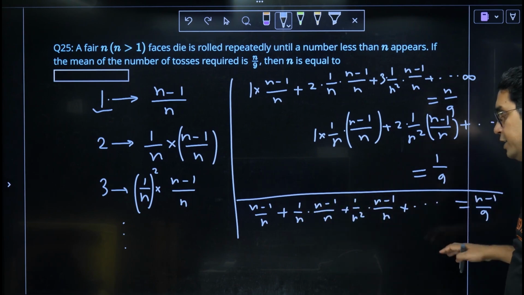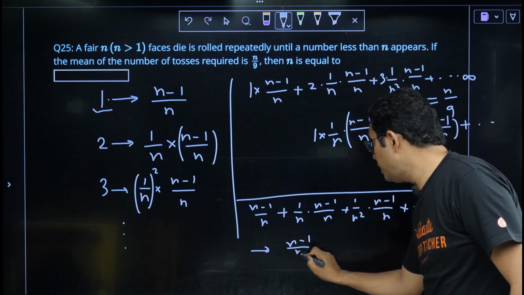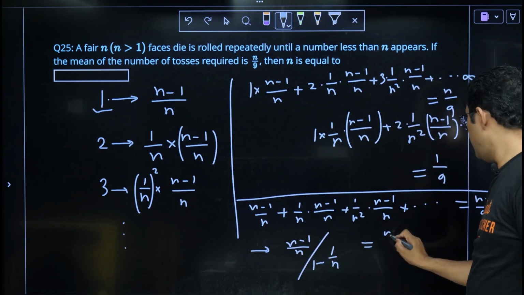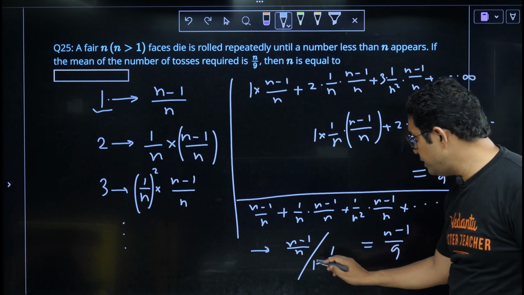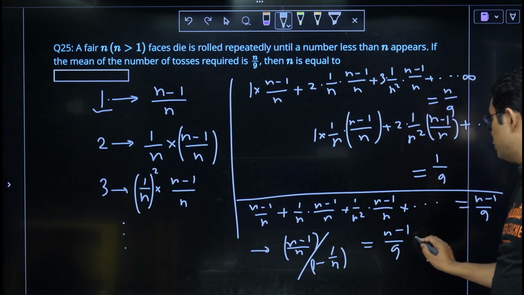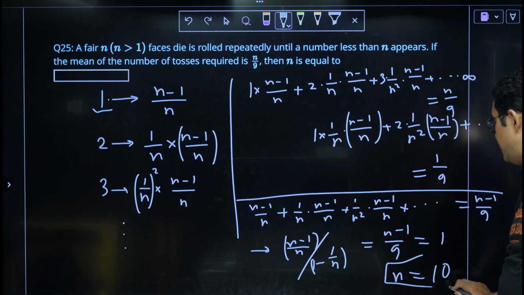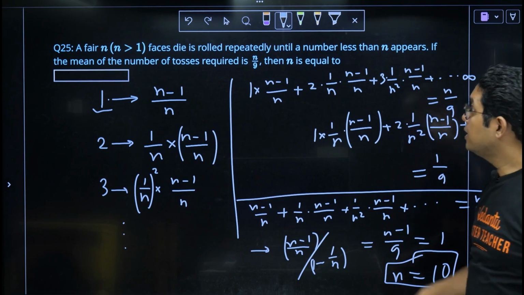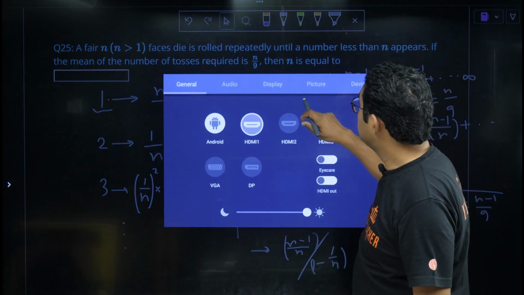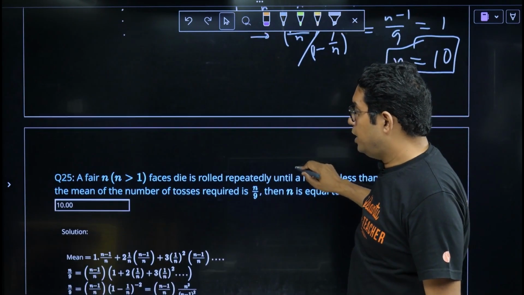Now this is an infinite GP, whose sum would be n minus 1 upon n divided by 1 minus 1 upon n, and that is equal to n minus 1 upon 9. Here you can see both are the same thing. This is also n minus 1 upon n, this is also n minus 1 upon n. So this becomes equal to 1. So we get n to be equal to 9 plus 1, that is 10. Okay, so this completes the solution of this question. Okay, yeah, answer is 10.